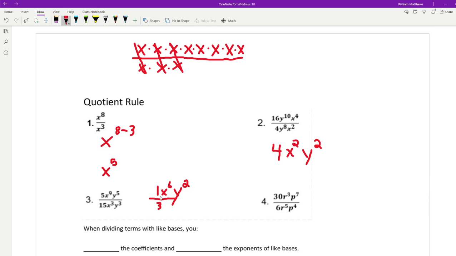Now in this case, 1 on the top side with our variable is just a coefficient. I don't necessarily need it there. I can have it as x to the power of 6, y squared, all divided by 3, and that would be a simplified answer.